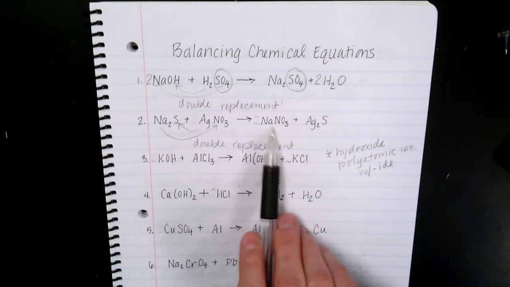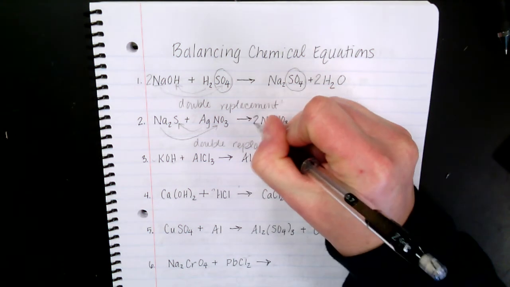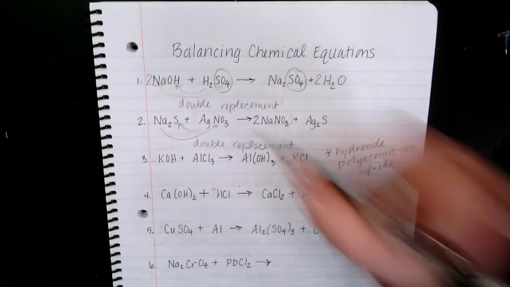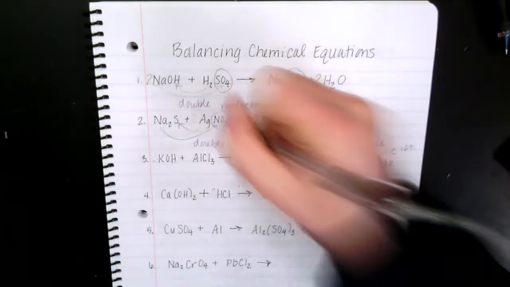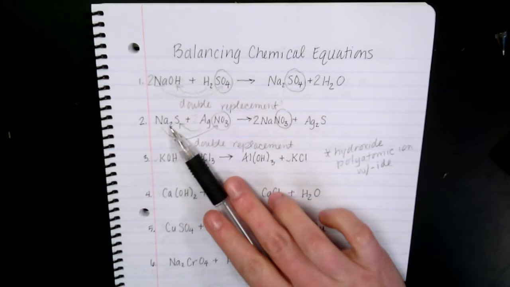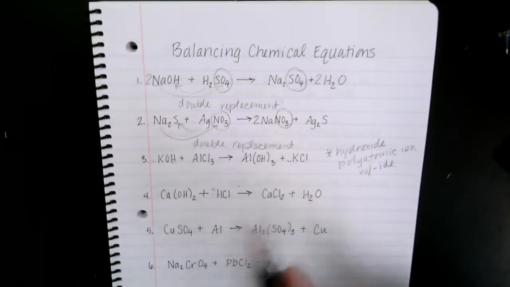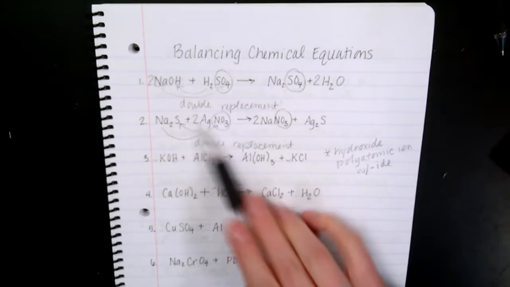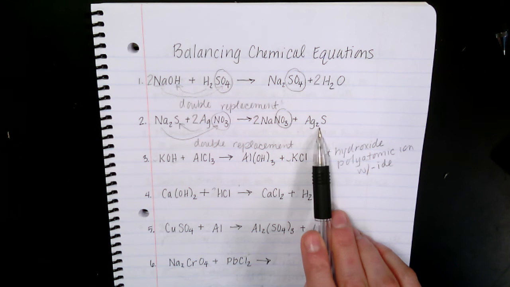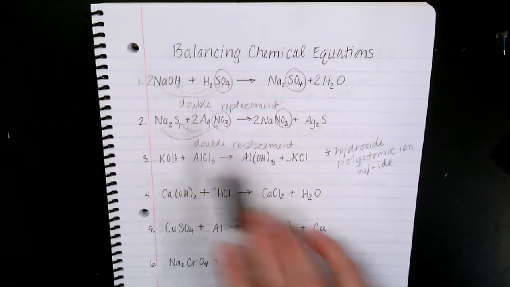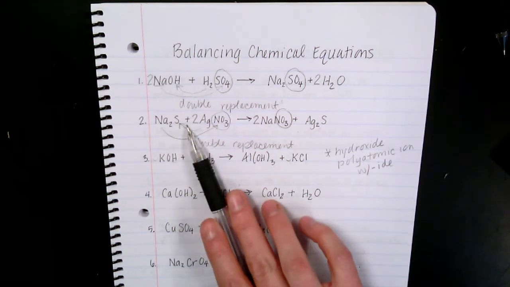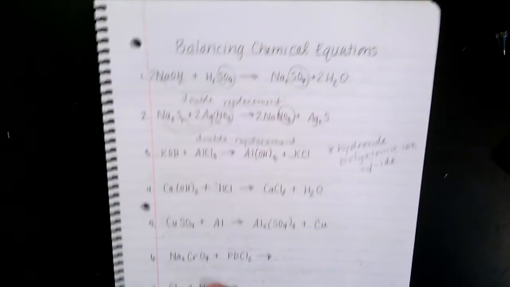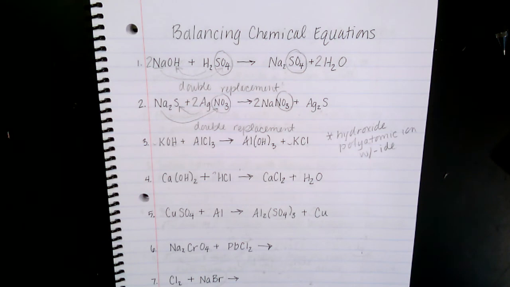All right, so let's look. We have 2 sodium here and we have 1 here, so we're going to put a 2 in front of this. That changed our nitrates to 2. Remember, we can count polyatomic ions like they're one thing. So we've balanced the sodium, but now the nitrate has 2. So we're going to put a 2 in front of that. So now that changed it to 2 silver and then 2 nitrates. And we have 2 silvers. And then we still have the 1 sodium and 1 sulfur and 1 sulfur. So the double replacement reaction is balanced.